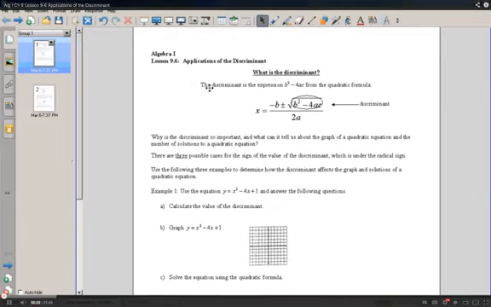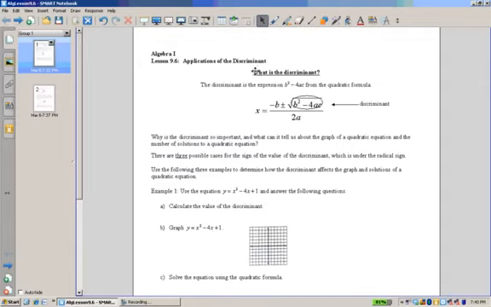Today we're going to continue our unit on quadratics and radical expressions. We're going to look today at applications of the discriminant.